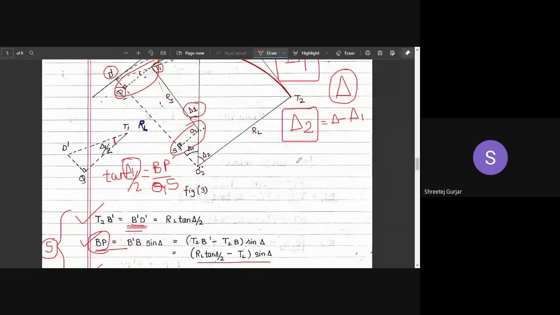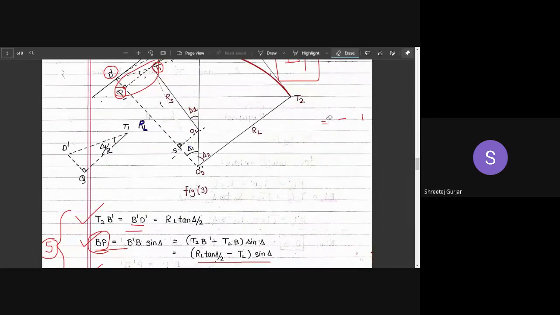Now the last thing that we require is RS. RS is required. So now we will check how to calculate this RS. To calculate this RS, you have to use the smaller triangle O1, O2, S. You can see the triangle O1, O2, S is here.